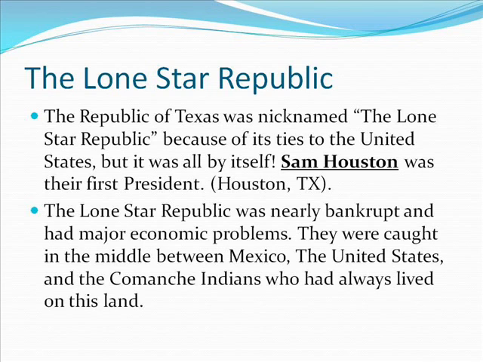Despite what Mexico thought at the time, the Republic of Texas was its own country. They become nicknamed the Lone Star Republic because of their ties to the United States, but they only had one star on their flag because they were all by themselves. Sam Houston becomes their first president. He has the city of Houston, Texas, named after him. The Lone Star Republic was nearly bankrupt. They had major economic problems. They had a tough time making money. They were really kind of caught in the middle between Mexico, the United States, and the Comanche Indians who had lived on that land all along.